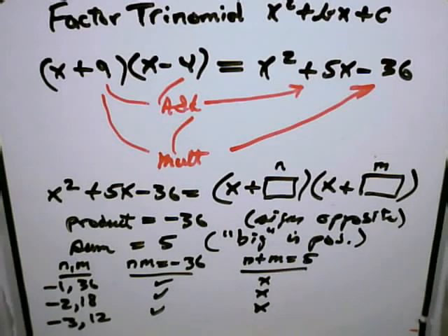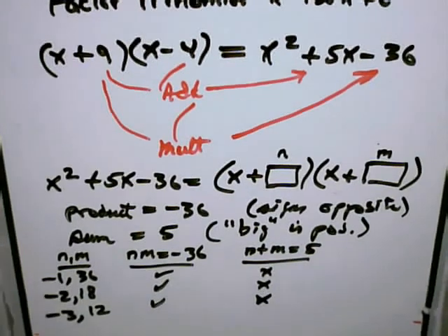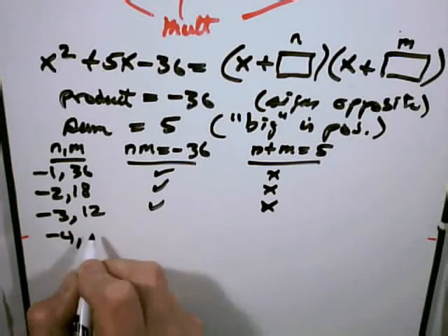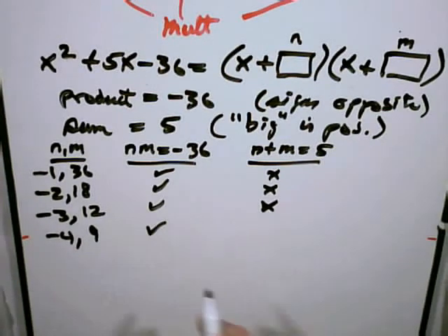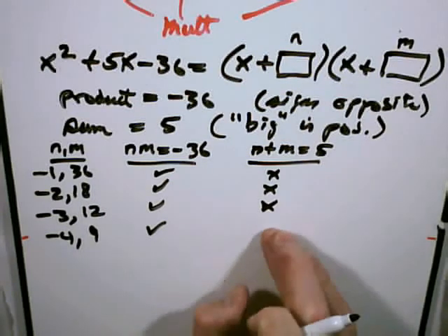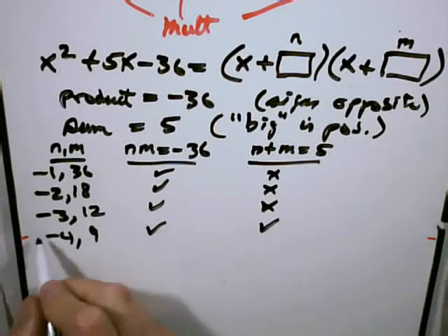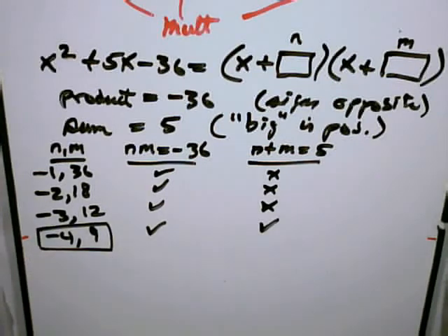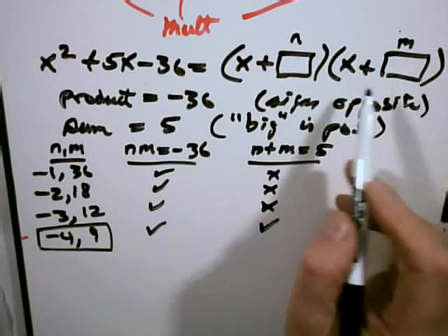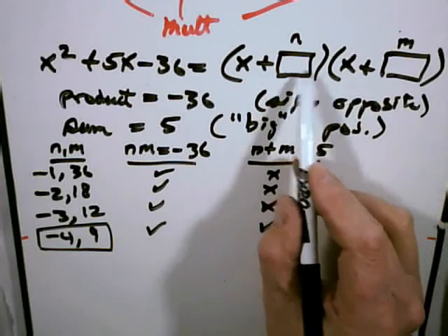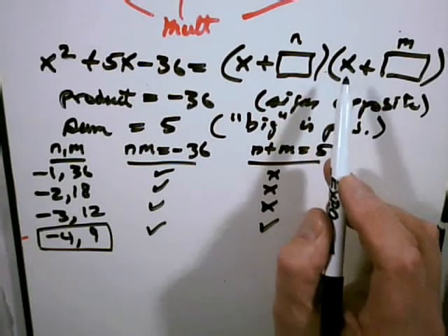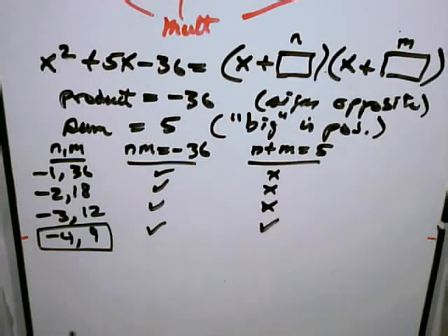Let's move my chart up a little bit here so we have some more room. All right, how about negative 4 and 9? Well, they multiply together to get negative 36, and okay, here they are: these two together do get my 5. So the negative 4 and the 9 are the ones that I want to use. I'm going to put those up in the boxes up here. It doesn't matter which one I put where, because multiplication is commutative, so I can do it either way.